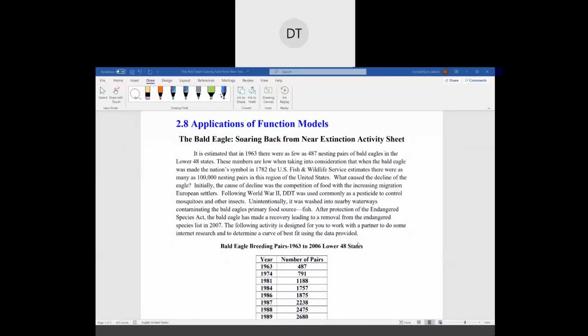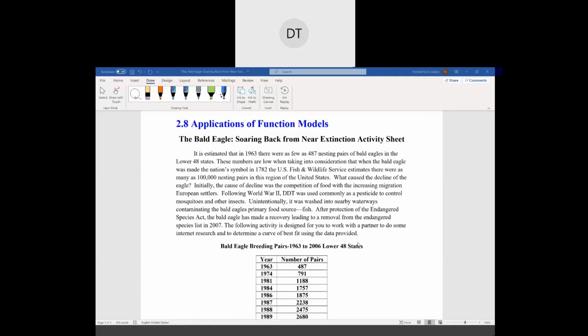In this video, we're going to talk about applications of function models. We're going to talk about an activity about bald eagles and how they nearly went extinct. And we're going to try to create a function model that best fits this data and answer some applicable questions. So here's our scenario. It's from the Bald Eagle Soaring Back from Near Extinction article that was published in a mathematical journal.